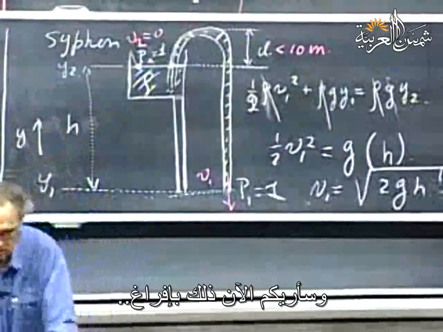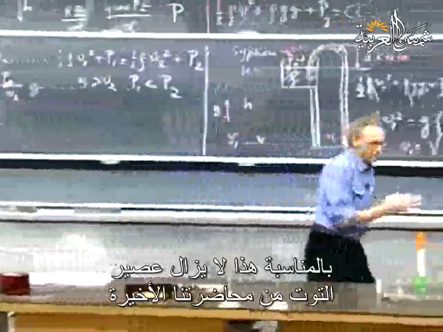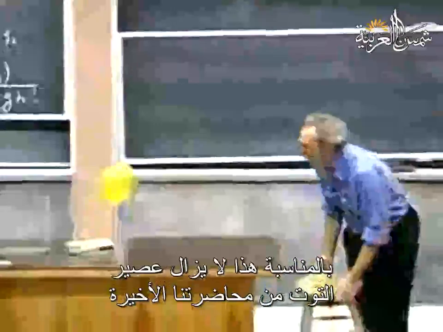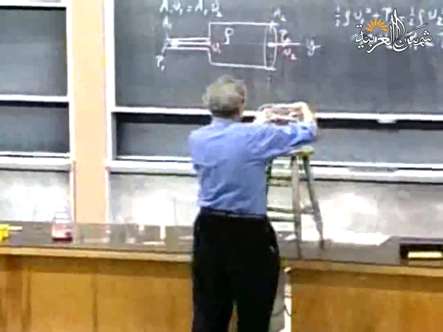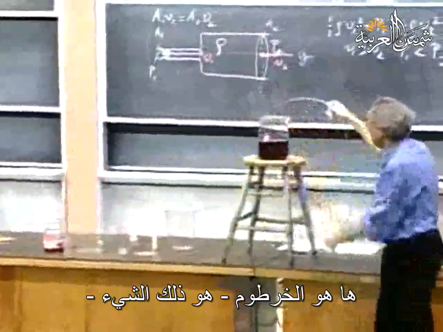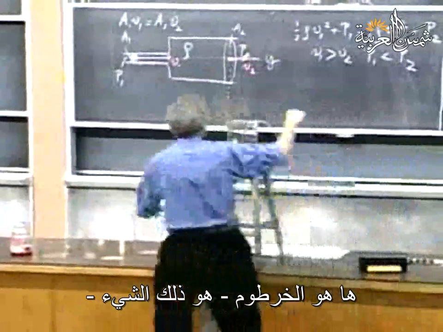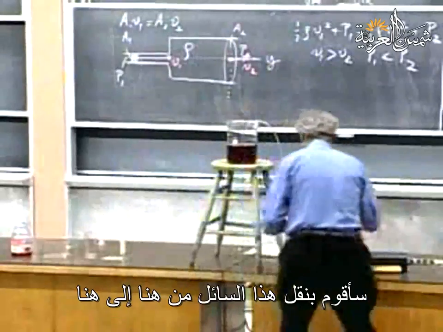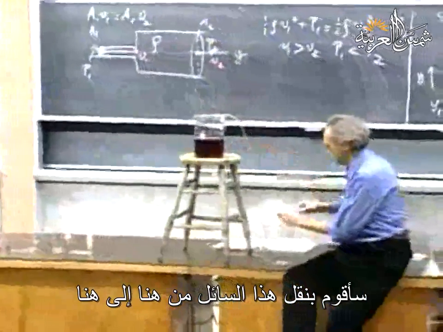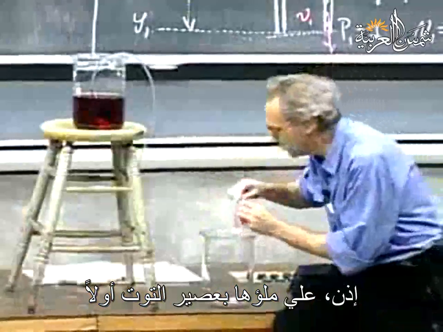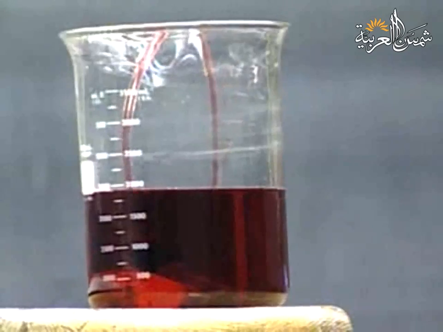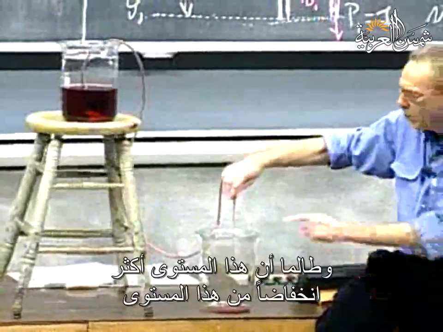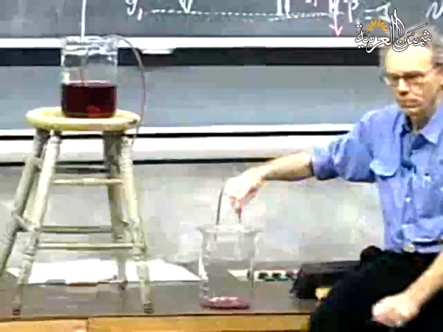And I'm going to show that now to you by emptying. That's still cranberry juice, by the way, from our last lecture. So let's put this up on a stool. So there is the hose, that thing. And I'm going to transfer this liquid from here to here. So first I have to fill it with cranberry juice. And there it goes. And as long as this level is below that level, it keeps running.